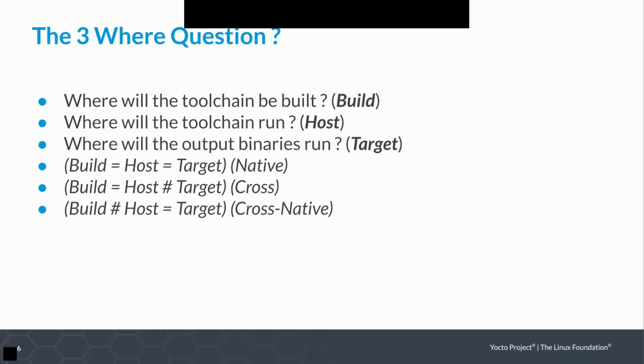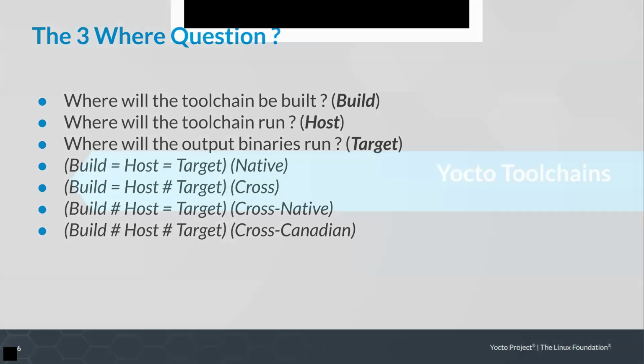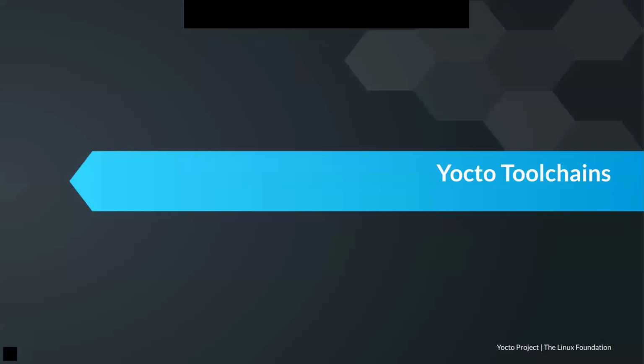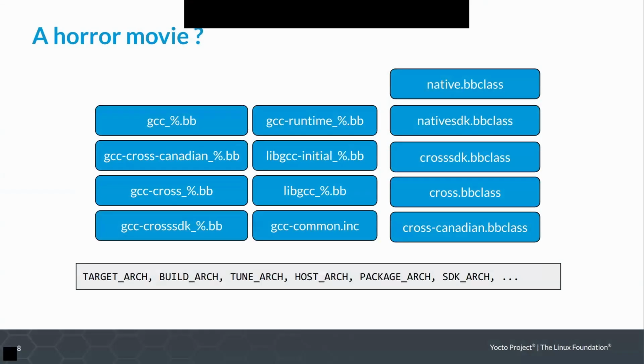Now, if the build is not the same as the host, this is a cross-native, and if they are all not the same, this is what you call Canadian or cross-Canadian. Of course, I will present more details about all of these four types, especially how they are all related to Yocto. So, going to Yocto Toolchain.